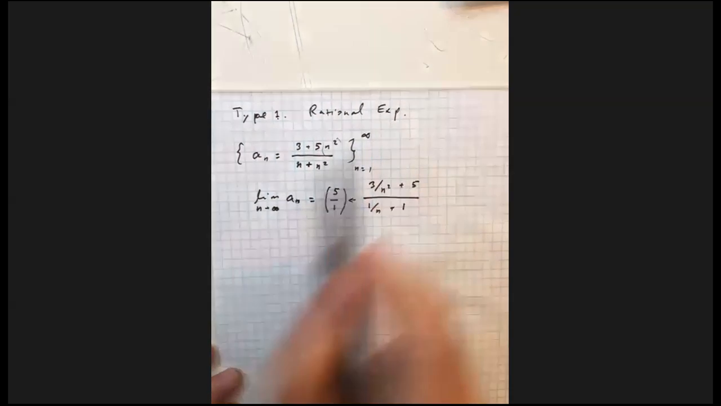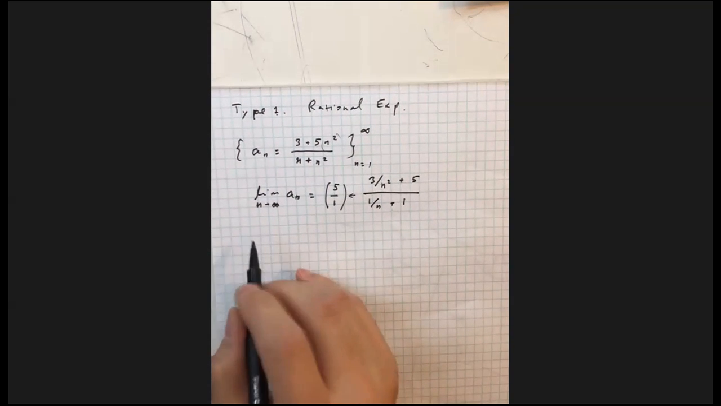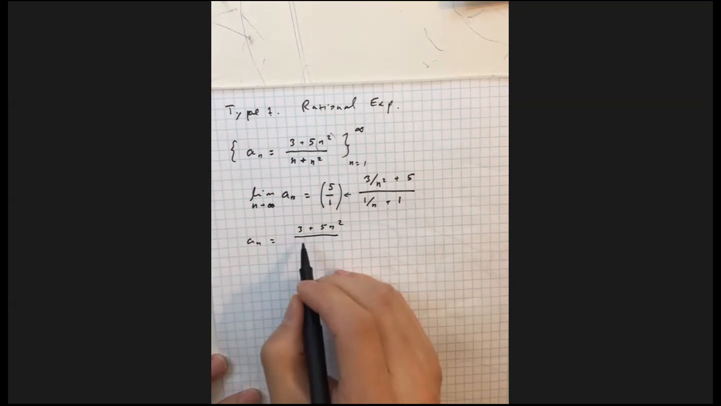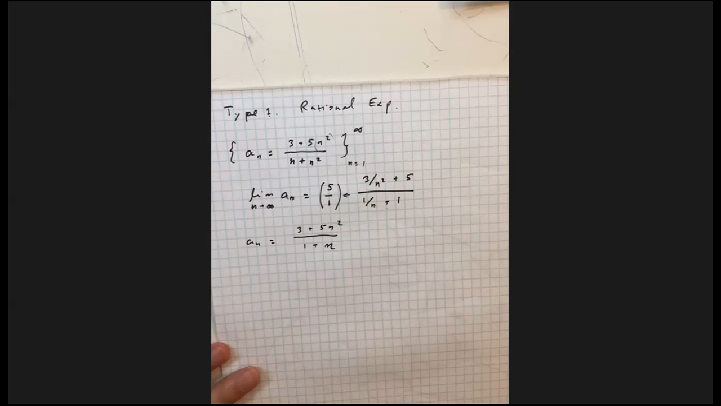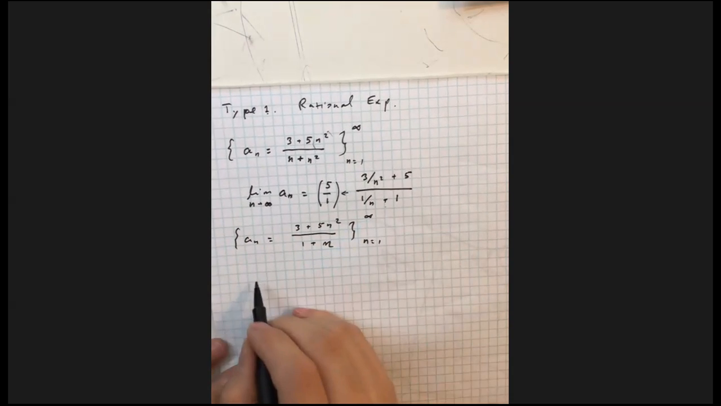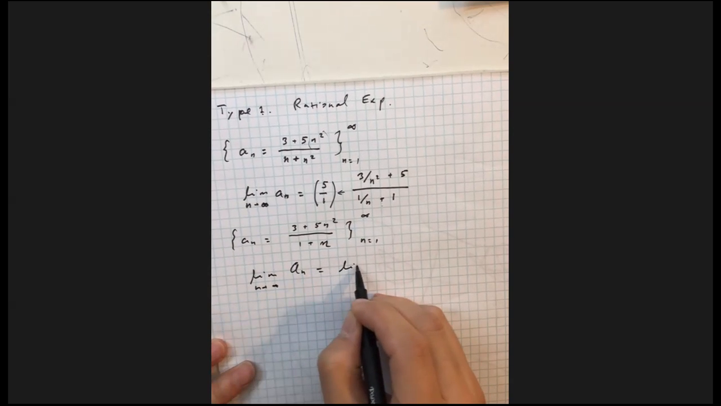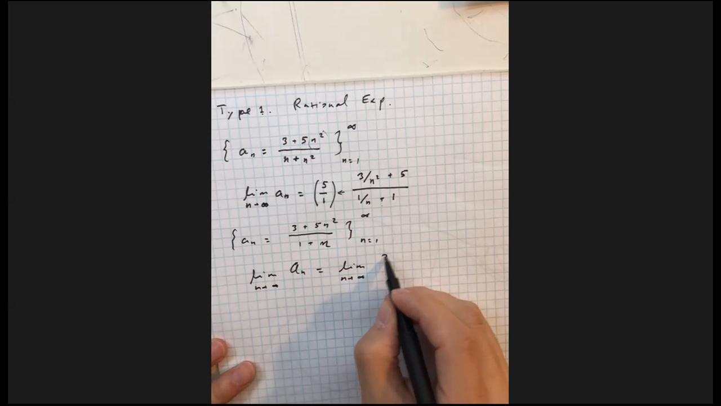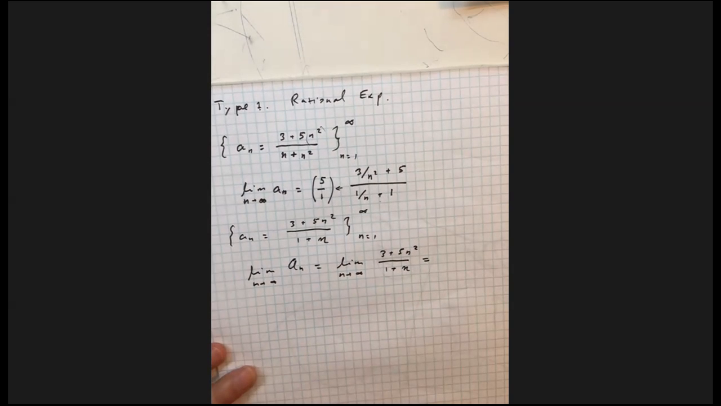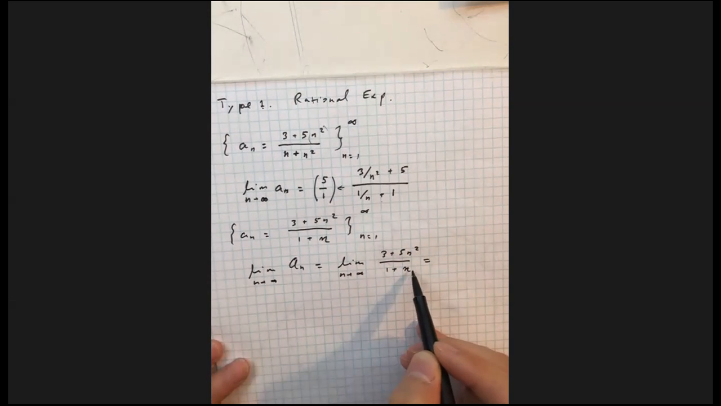So for rational expressions, all you care about is the degree and the highest coefficients. Let me give you some more examples. If you have a_n equals (3 plus 5n squared) over (1 plus n), then what is the limit of this sequence? The limit as n goes to infinity of a_n is the limit of (3 plus 5n squared) over (1 plus n). This actually goes to infinity, because the degree of the numerator is 2, whereas the denominator is degree 1.